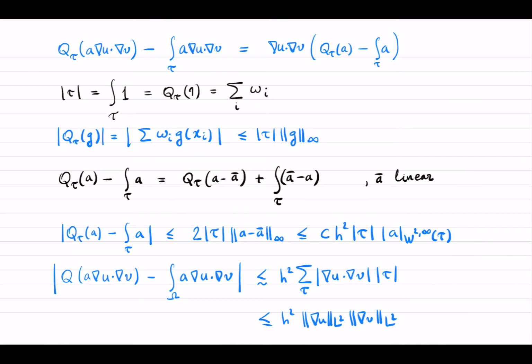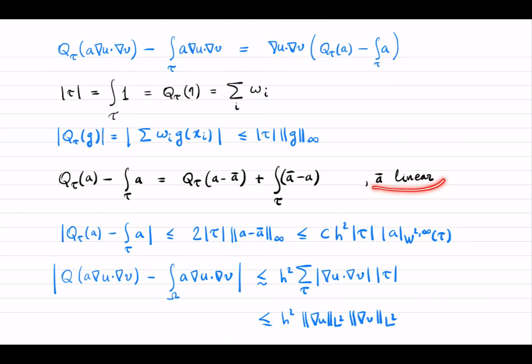If we apply the quadrature rule to an arbitrary function g, it can be written in this way, and we bound g by the infinity norm of g, and by using that the weights are positive, we can derive this bound. So the quadrature rule applied to any function is bounded by the volume of the element times the infinity norm of the function. Since this is constant, now we want to bound that part.